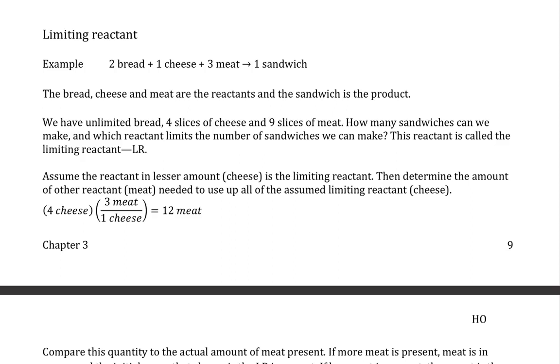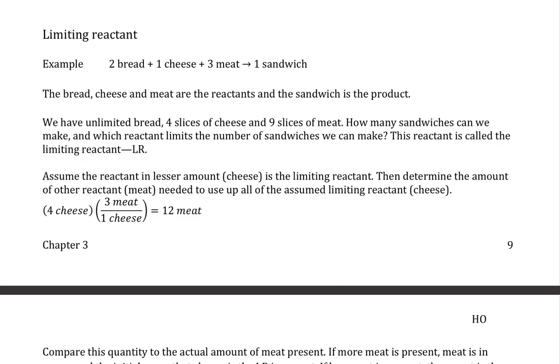2 breads plus 1 cheese plus 3 meats equal 1 sandwich. The bread, cheese, and meat are the reactants, and the sandwich is the product. In our example, we have unlimited bread, 4 slices of cheese, and 9 slices of meat. How many sandwiches can we make, and which reactant limits the number of sandwiches we can make? This reactant is called the limiting reactant, LR.